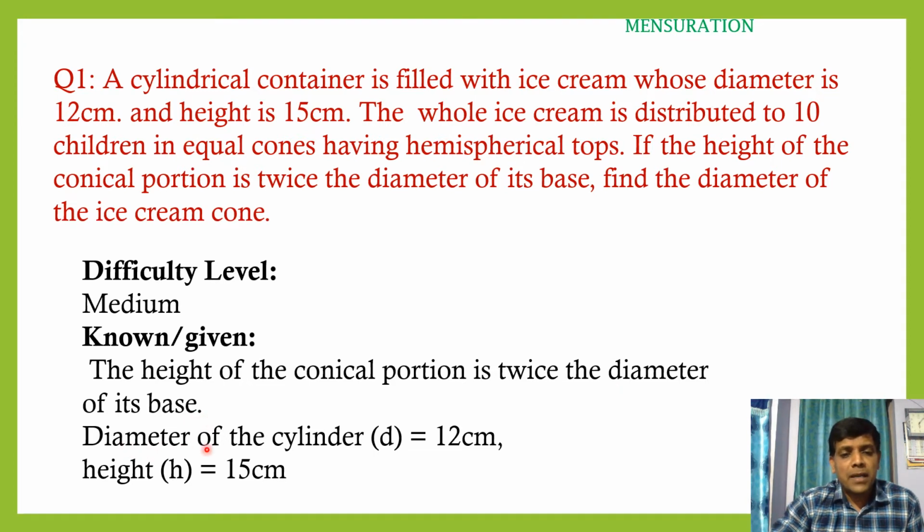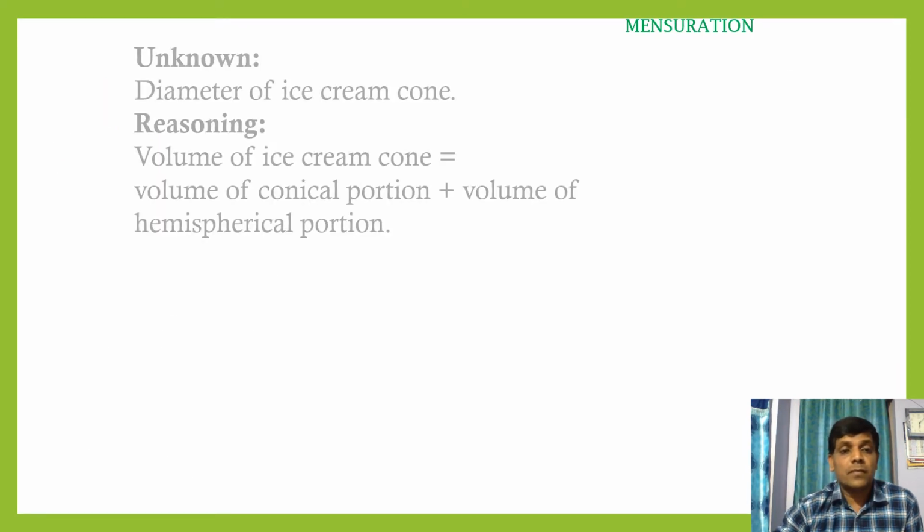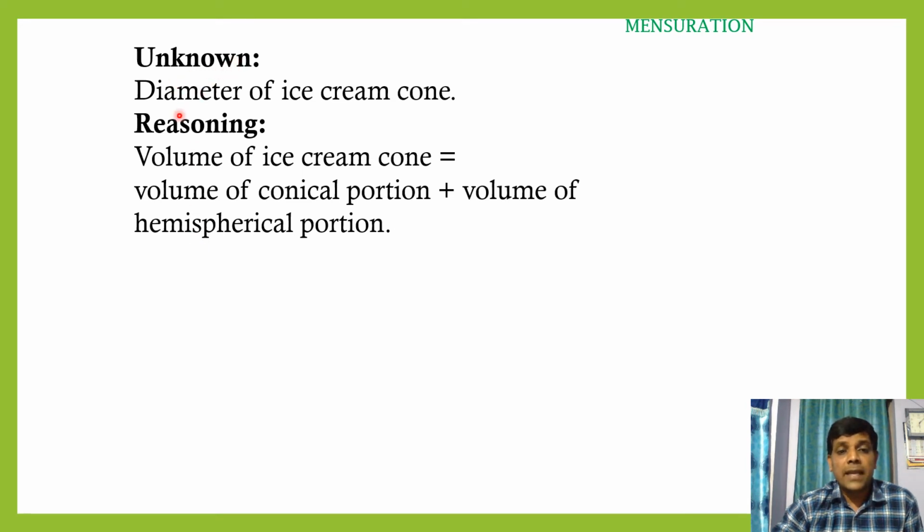The diameter of the cylinder equals 12 centimeters. The relation between diameter and radius: radius equals half of the diameter, so 12 by 2, 6 centimeters. Next, the height of the cylinder, h equals 15 centimeters. Next, the unknown. What is the unknown? The diameter of the ice cream cone. This is the unknown value, so now I have to find the diameter of the ice cream cone.